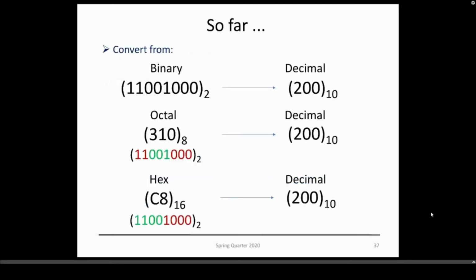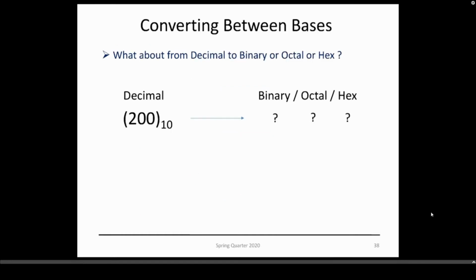In the last video, we saw how to convert a binary number to decimal, octal to decimal, and hexa to decimal. We also saw how we can group bits together to go from binary to octal and binary to hexadecimal. This video covers how to go from a decimal number to a binary number, and you're going to learn two ways of doing this.